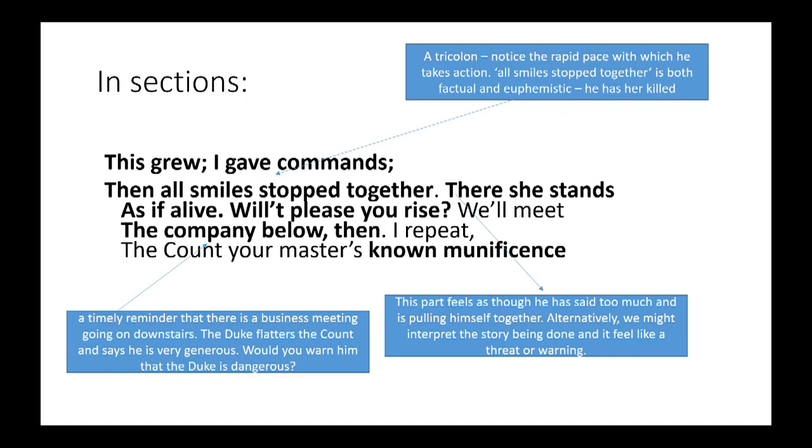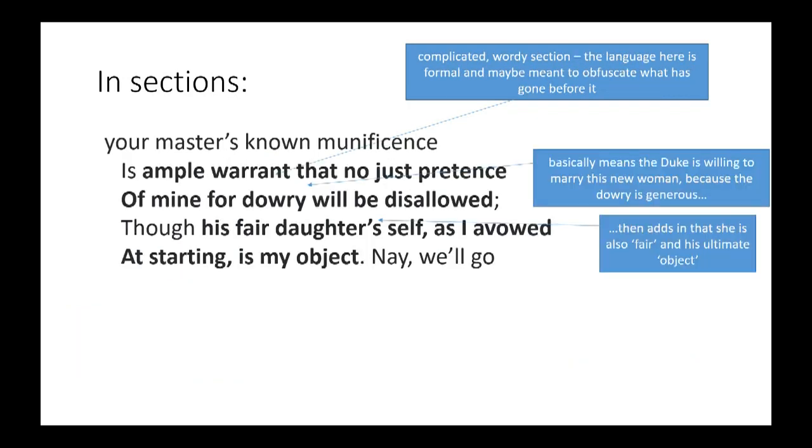The Count, your master's known munificence is ample warrant that no just pretense of mine for dowry will be disallowed. The language here is very formal. This is somebody who's supposed to be not very good at speaking, but clearly he understands business and he understands the power play between families. And maybe it's meant to obfuscate or cloud or confuse the messenger as to what he's just been told.